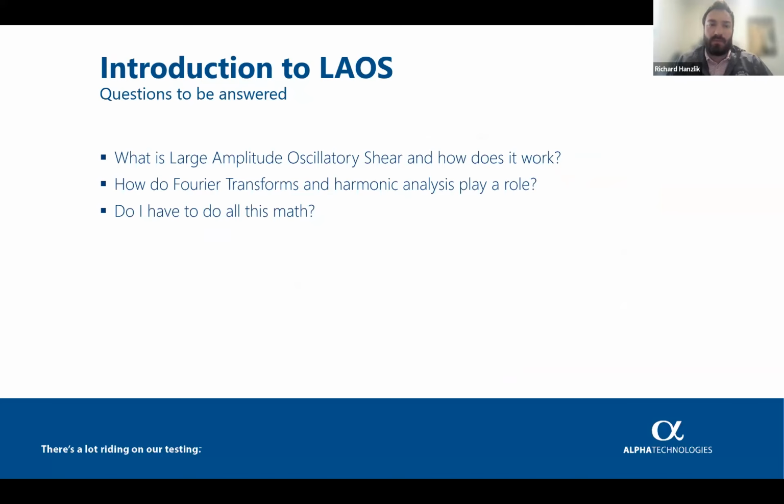So next, we're going to talk about just a brief introduction to what is LAOS, or Large Amplitude Oscillatory Shear. That's what LAOS stands for. How does it work? How does Fourier transform and harmonic analysis play a role in this? And do we have to do all this math? And I can answer the last one quickly. The answer is no.